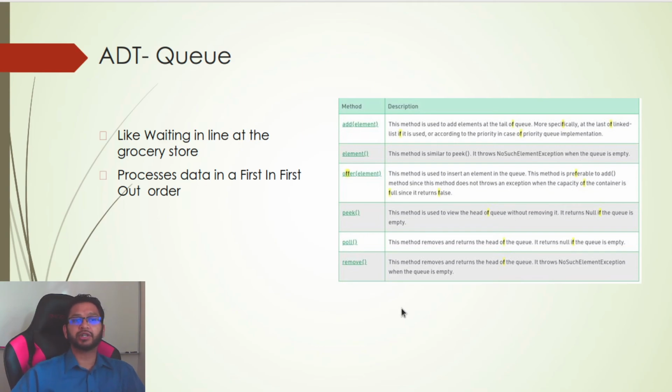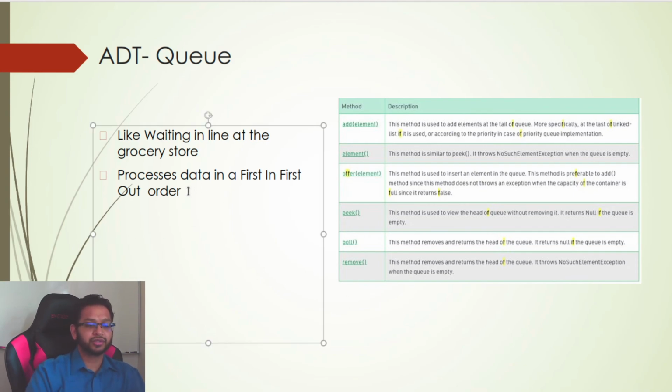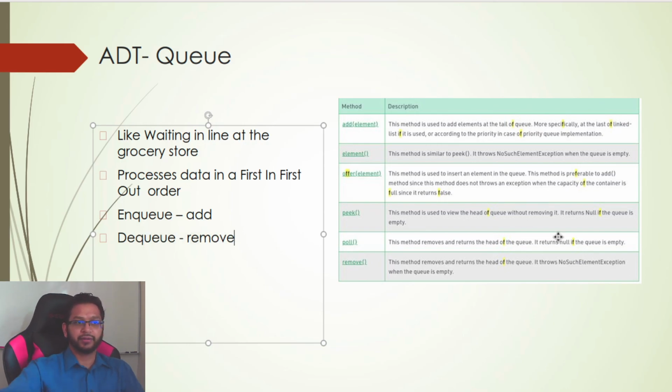These are similar to NQ and DQ. NQ is similar to add, or entering the queue, and DQ is similar to remove. These are synonymous. The names change a lot, but depending on how you implement them, you get to decide what the method call is.